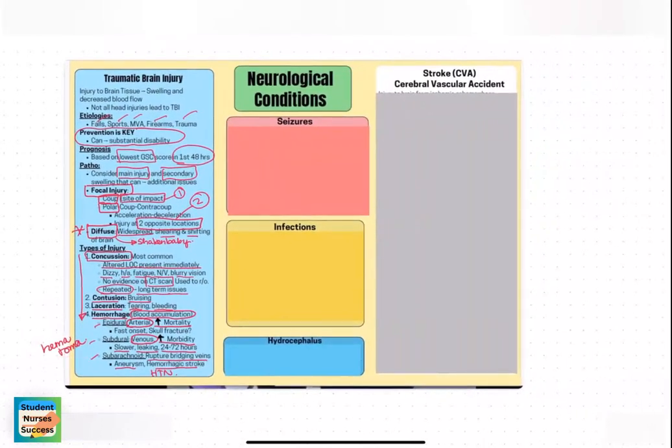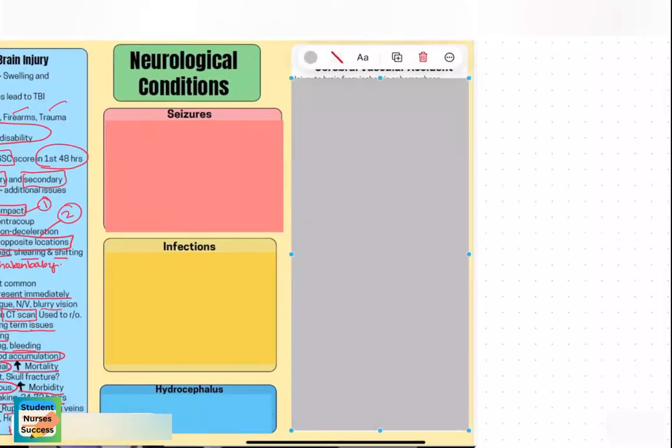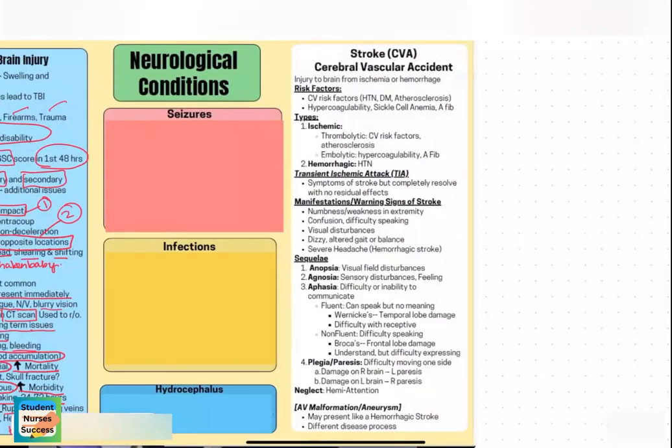Let's move over and talk about stroke, or cerebral vascular accidents, or CVAs as they used to be called. Primarily, we just call them strokes now. A stroke is injury to the brain from either lack of blood flow, an ischemic stroke, or from a hemorrhage, an accumulation of blood inside the brain. So we actually have two different types of stroke that we'll talk about: ischemic stroke and hemorrhagic stroke.